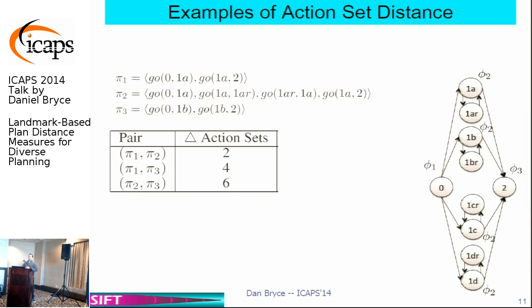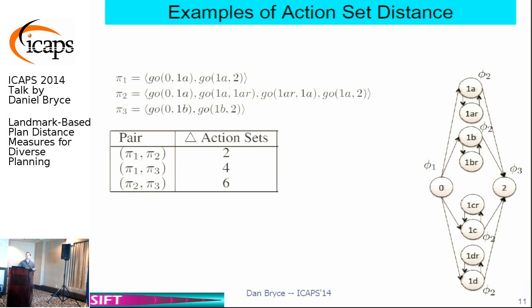I want to give you an example of how we might fool the action set distance measure. Imagine we have three plans here, pi 1 through pi 3, and they are different routes through this little network. I want to go from node 0 to node 2. These are all feasible plans for this problem. I want to draw your attention to pi 1 and pi 2. Pi 2 includes going from 0 to 1a, then down to 1AR, and back to 1a, and then finally to 2.